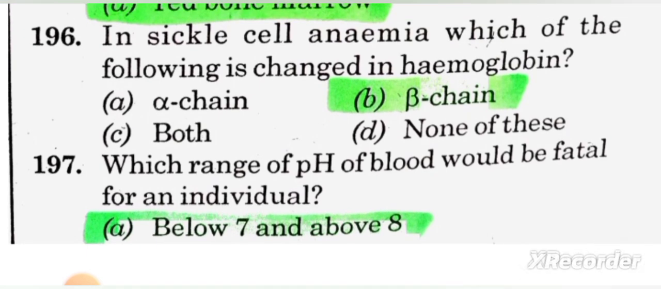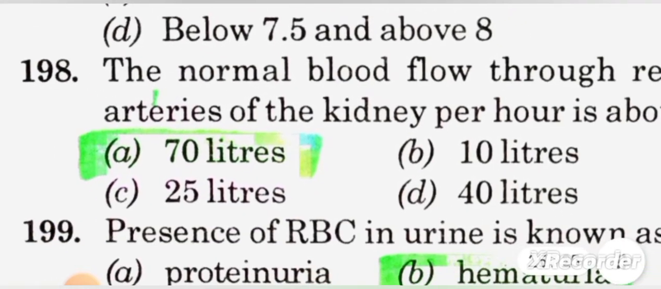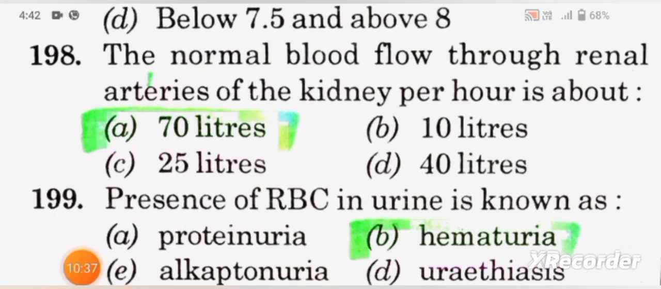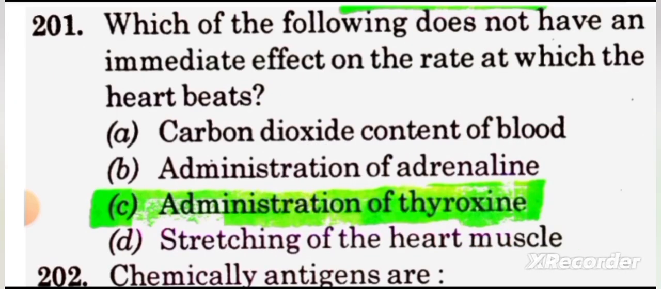Next, 197. Which range of pH of blood could be fatal for an individual? Answer A. Below 7 and above 8. Next, 198. The normal blood flow through renal arteries of the kidney per hour is about. Answer A. 70 liters. Next, 199. Presence of RBC in urine is known as. Answer B. Hematuria. Next, 200. The iliac artery carries blood to. Answer D. Hind leg.